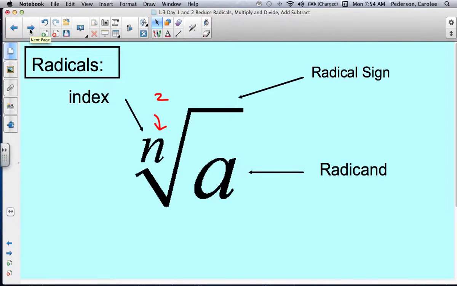The first is just to review with you what a radical looks like. You don't need to write this slide down. The index in the examples we're going to do today is going to be 2. There's the radical sign, and then what's underneath the radical sign is what we call the radicand.